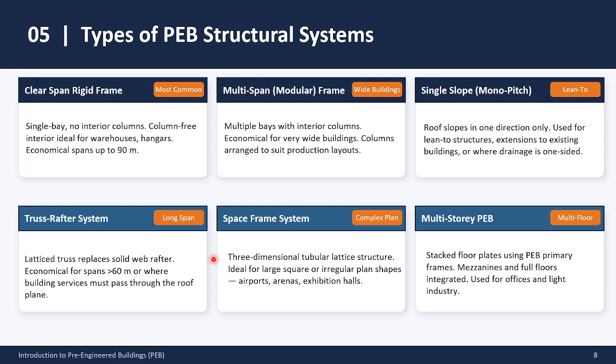PEB is not one size fits all. There are several system types. Clear span rigid frames for column-free interiors up to 90 meters span, which is the most common type. The multi-span frames for very wide buildings with interior columns. Single slope or mono pitch roofs for lean-to extensions. Truss rafter system for spans beyond 60 meters. The space frames for complex or irregular plans like airports and arenas, and multi-story PEB for stacked office or light industrial floors.